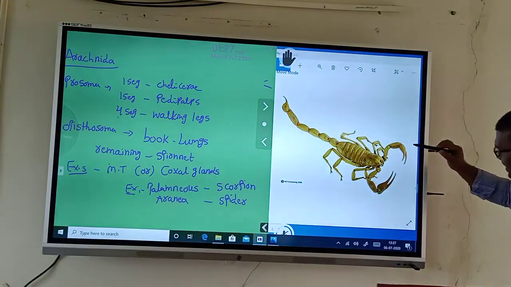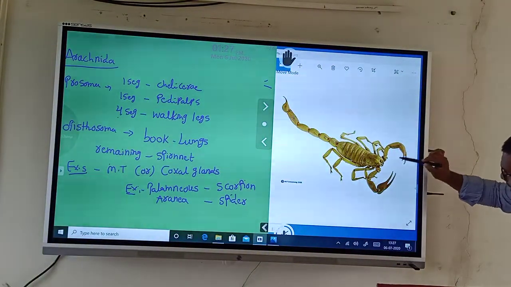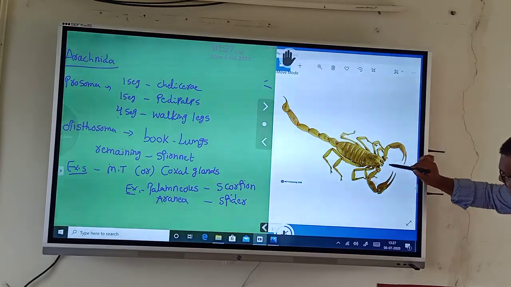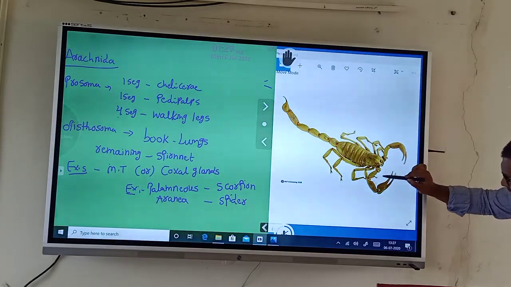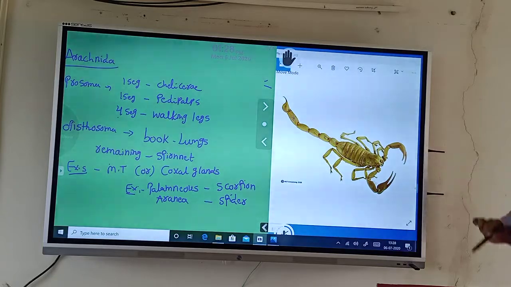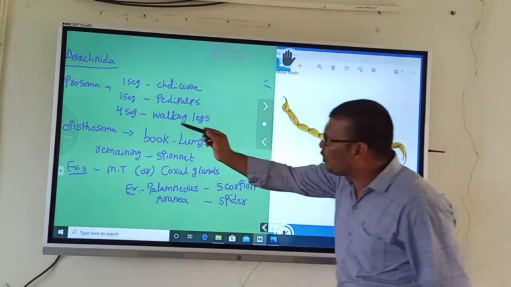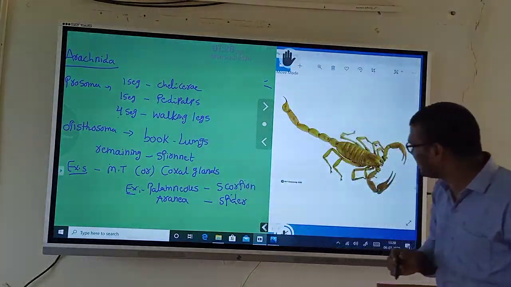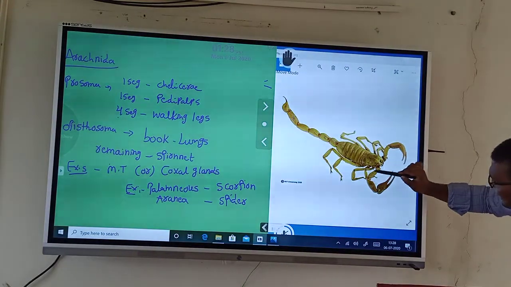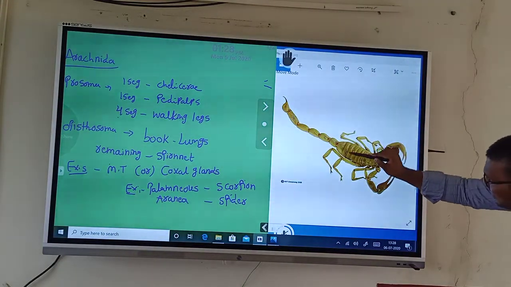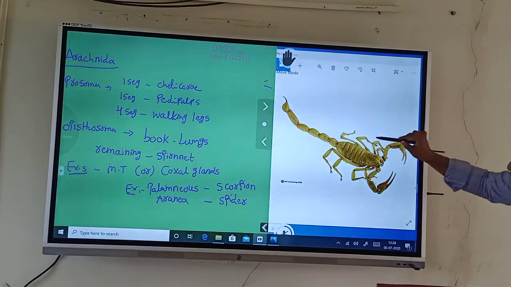Now this part is called the pedipalps. This part is called the chelicerae. It is the modified mouth. The next segment has the pedipalps. In the next four segments they have what? Walking legs. See, first pair, second pair, third pair, fourth pair. They have four pairs of legs.